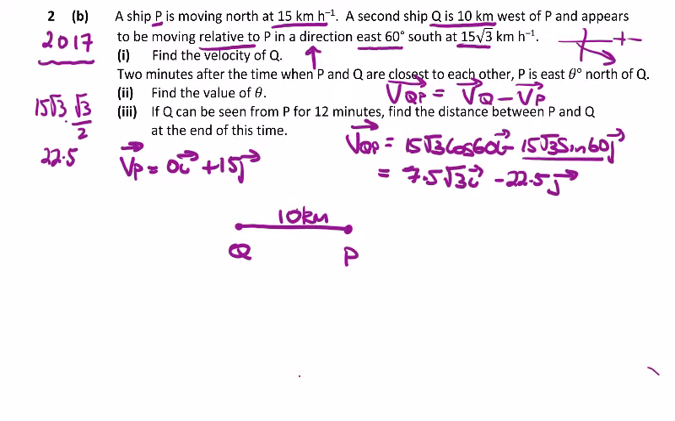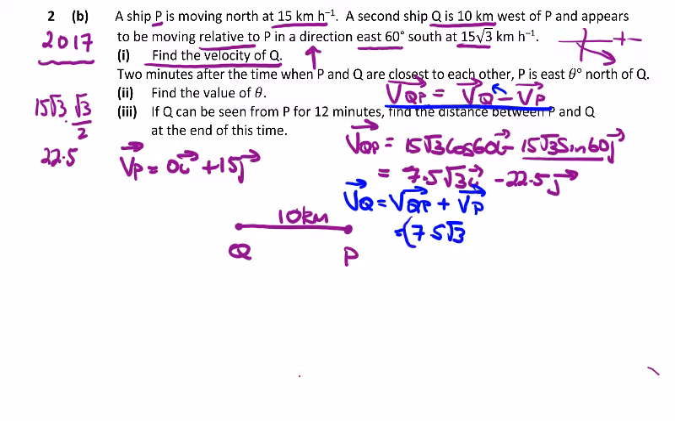So we want the velocity of Q in part 1. So we just tidy this up. Velocity of Q relative to P has velocity of Q in it, so I need to bring this one over and add it. So the velocity of Q is going to be the velocity of Q relative to P plus the velocity of P. We have Q relative to P above here. It's 7.5 root 3 in the I direction, and we'll have a plus 0.